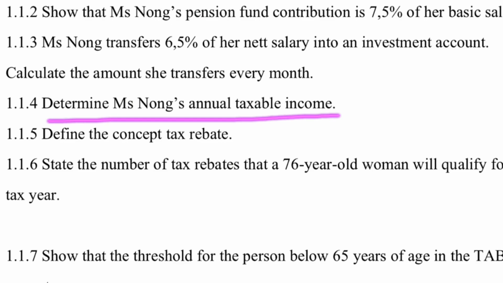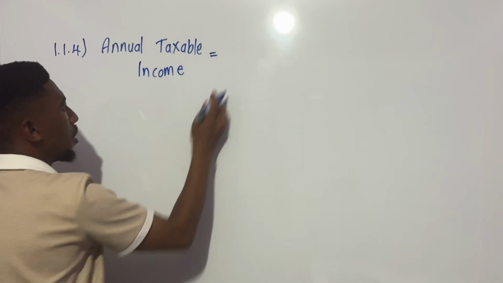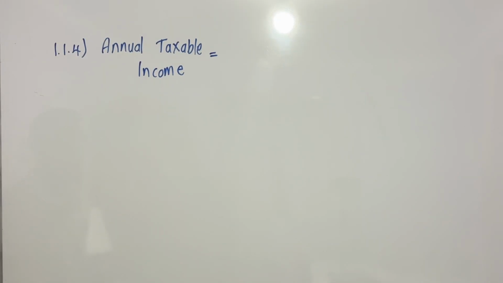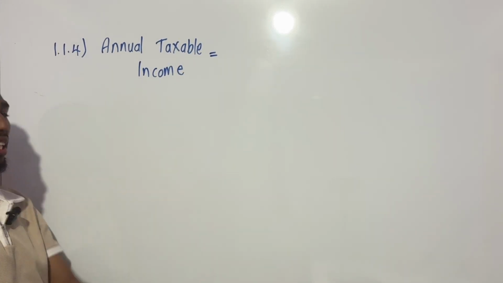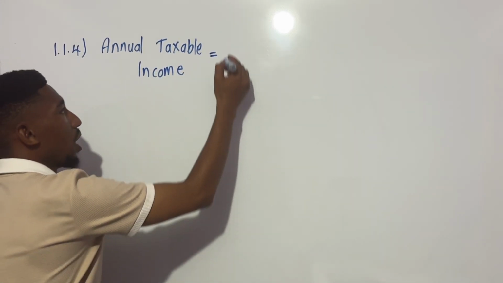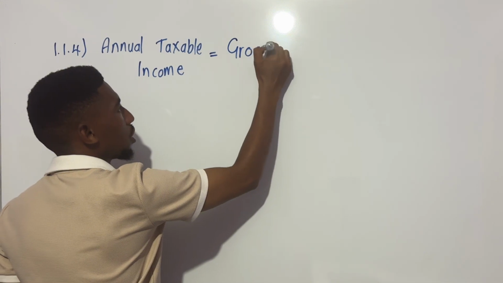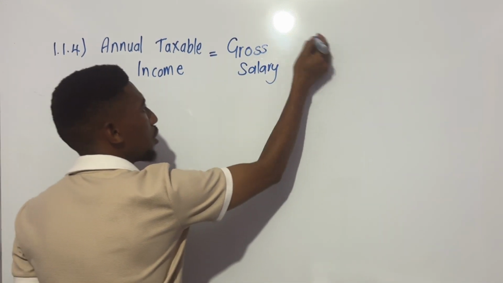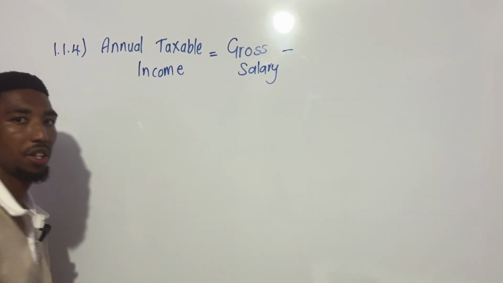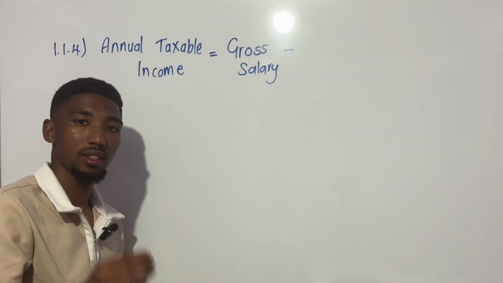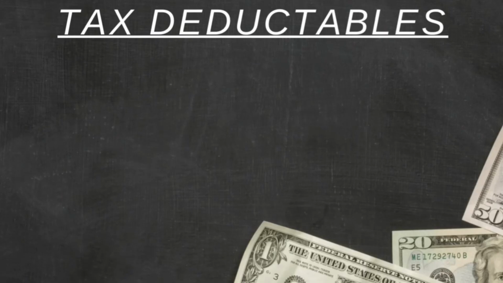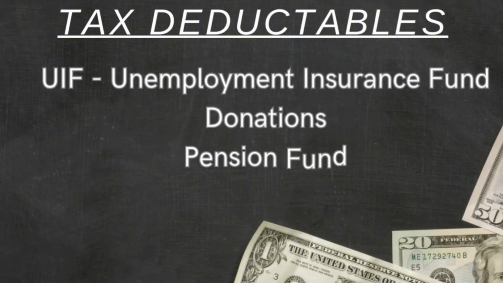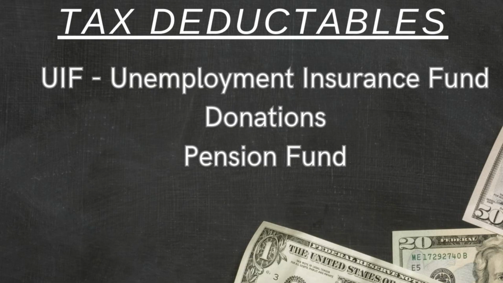Right, let's have a look at 1.1.4. Determine Ms. Nong's annual taxable income. For 1.1.4, they want to find the annual taxable income. Now, you have to use the gross salary, which is your annual taxable income. Then you're going to subtract. There are only three tax deductibles: the unemployment insurance fund, the pension fund, and donations. Those three are tax deductible.